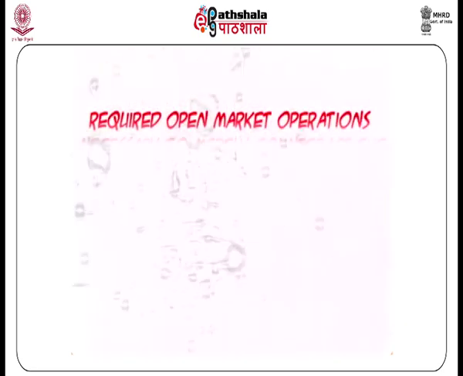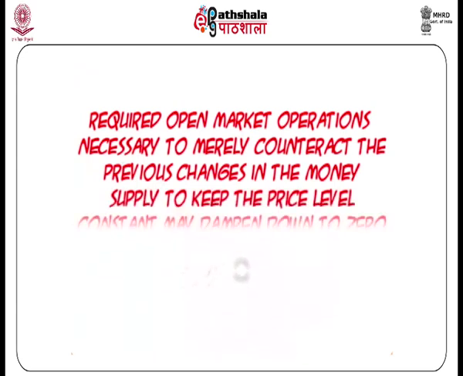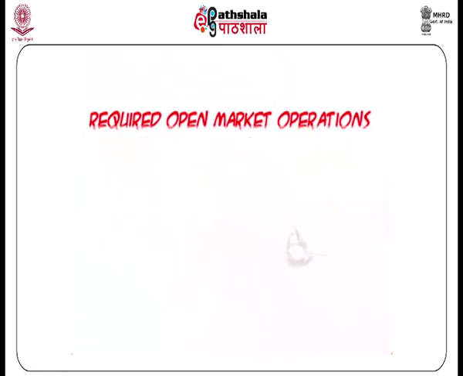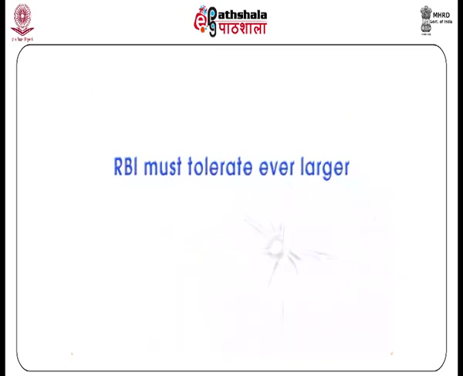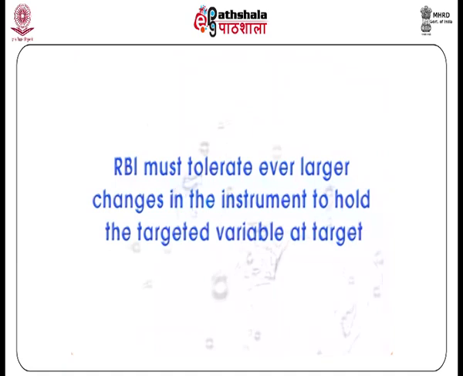This dynamic continues, and the required open market operations necessary to merely counteract the previous changes in the money supply to keep the price level constant may dampen down to zero as the effects of past changes gradually wear off. The latter case is a situation of instrument instability, where the RBI must tolerate ever larger changes in the instrument to hold the targeted variable at target.